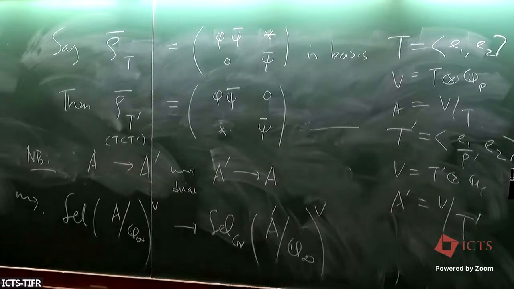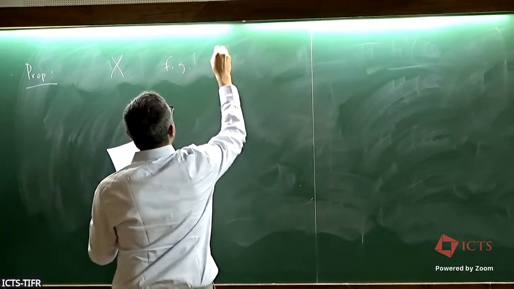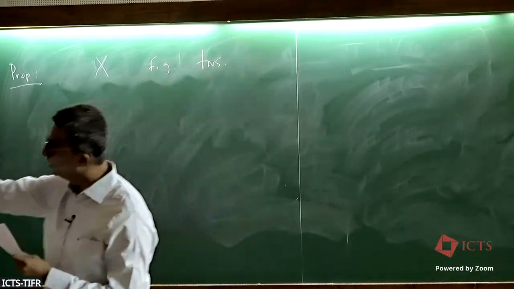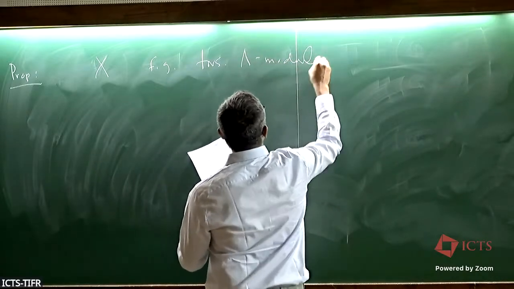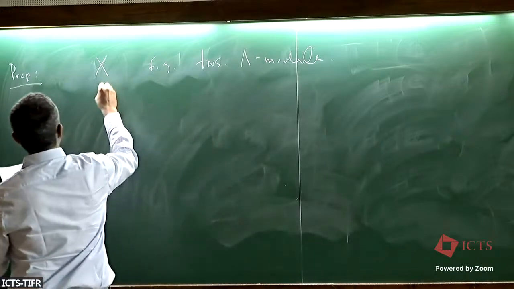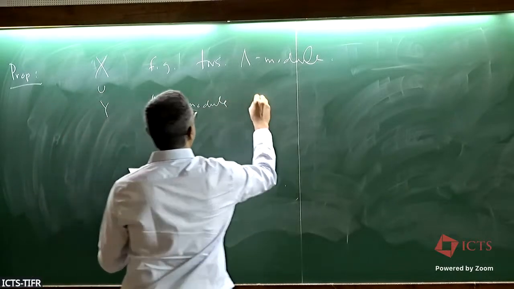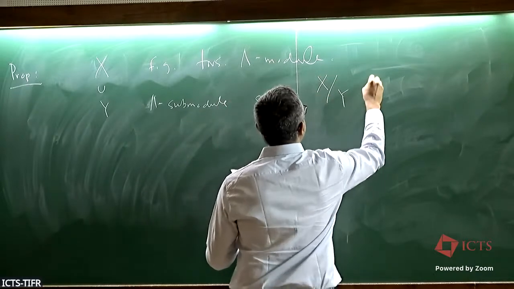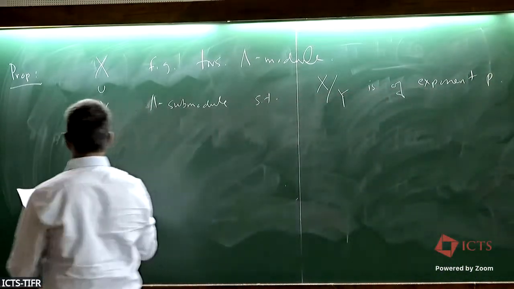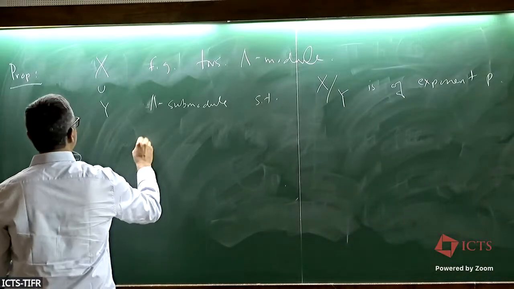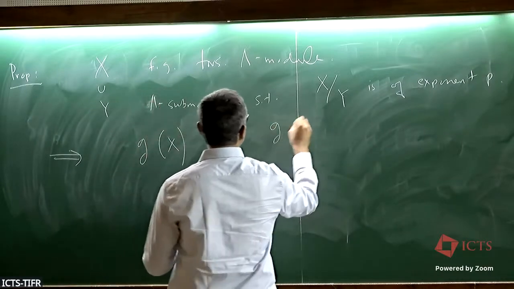The result of Matsuno is the following proposition: if X is a finitely generated torsion lambda module, by the way, by some result of Kato, all these things are torsion lambda modules, and Y is a submodule such that the quotient is of exponent P, then the minimum number of generators of X is greater than G of Y over 2.